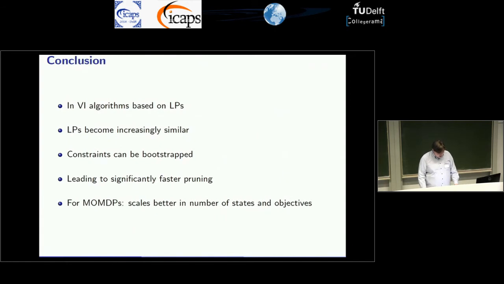All right. So in conclusion, in value iteration algorithms based on LPs, these LPs become increasingly similar over time, especially as the Bellman residual error decreases. And the constraints within the LPs can be bootstrapped in order to jumpstart the LP solver. And this leads to significantly faster pruning, which leads to a significant improvement in the state of the art for exact value iteration schemes with LPs.